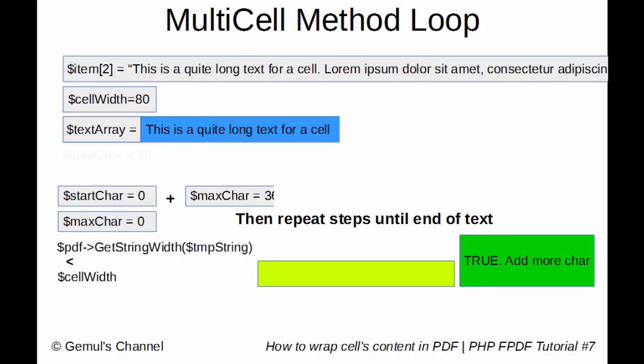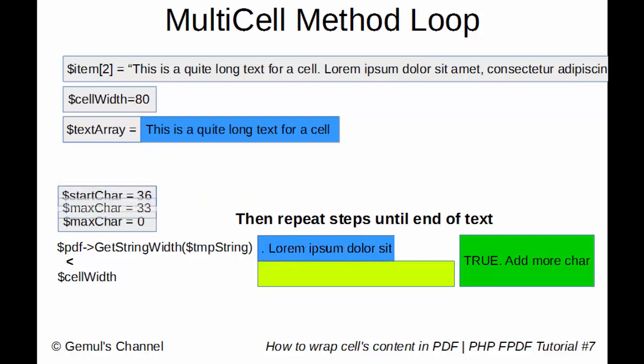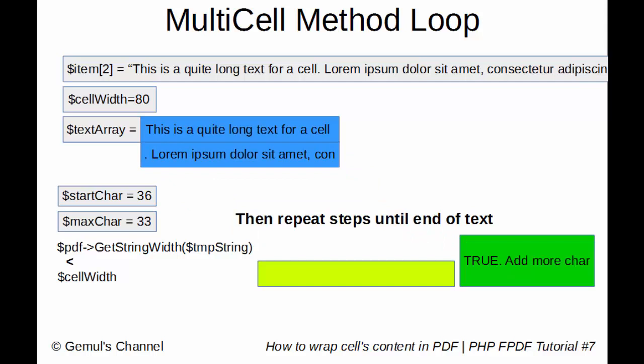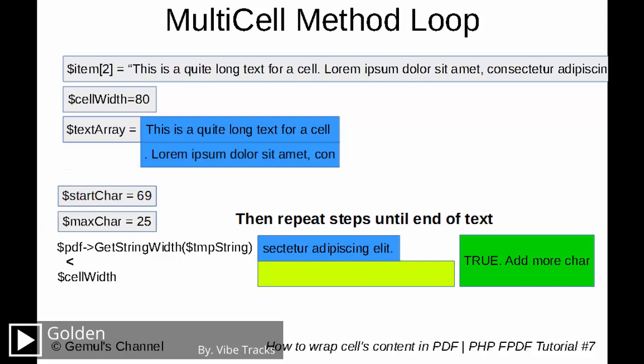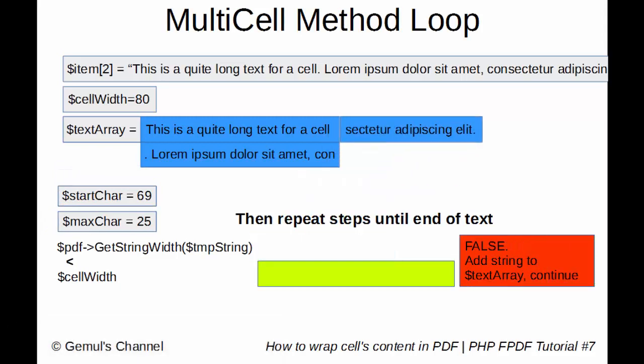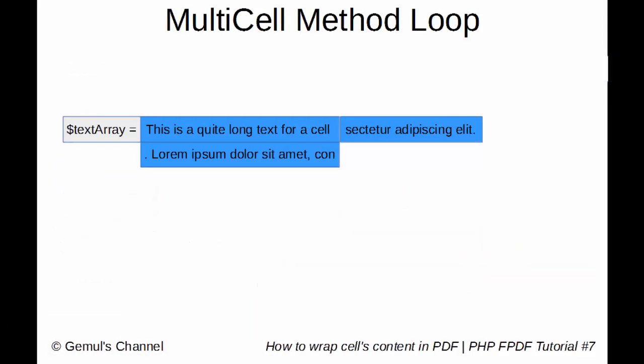Next, offset the start character by the length of previous string. Then repeat those steps until end of text. Finally, count how many elements in the array. That's the number of lines we need to contain the text. In this animated example, we get 3 elements, so we need 3 lines.